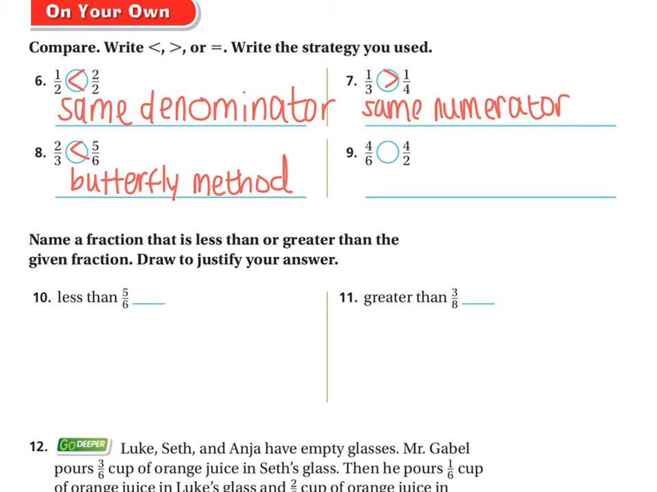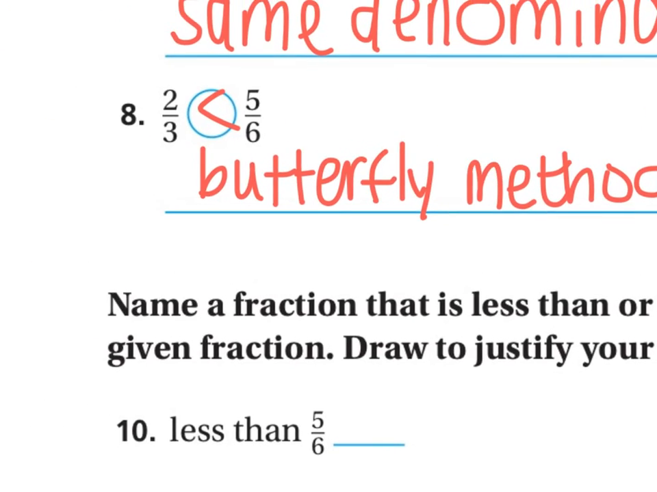The answer to number 8 is less than. You may jump ahead now if you got that. If you didn't get less than here, a really great strategy to use would be the butterfly method. Now when we use the butterfly method, we're going to draw our butterfly wings. 3 times 5 is 15. 6 times 2 is 12. 15 is greater than 12. That means this fraction right here, 5/6, is greater.